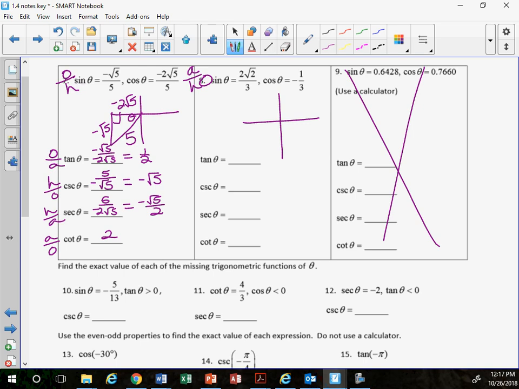I know lunch is coming. Let's see how far we can get. Oh, we're doing all that. Do number 8. Ready to go. Alex, ready? Number 8. Ready to go. Okay.